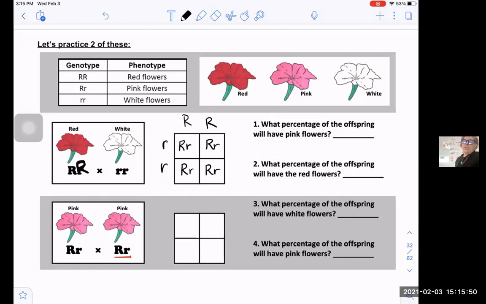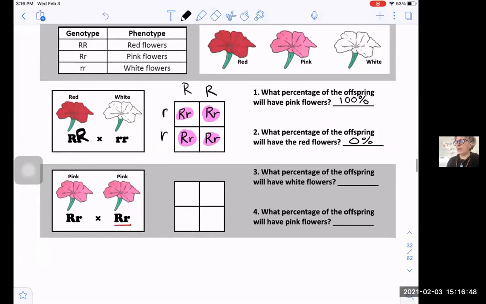So now we can answer some questions about the offspring, because the offspring are the babies inside of the Punnett square here. What percent of the offspring will be pink? 100%. Remember, each square in a 2x2 Punnett square represents 25%. So all four of these would end up being pink. All these flowers would be pink. The next question says, what percent would be red? It would be a big old zero. You can't get a red flower from crossing a red flower with a white flower. They all end up being pink in this incomplete dominance.